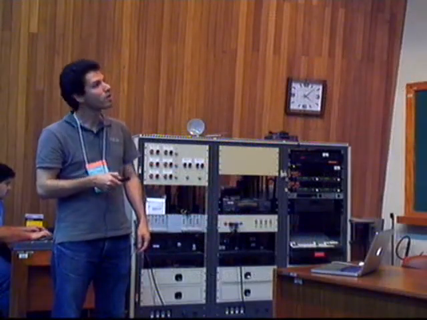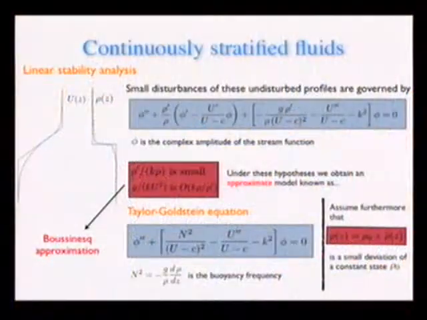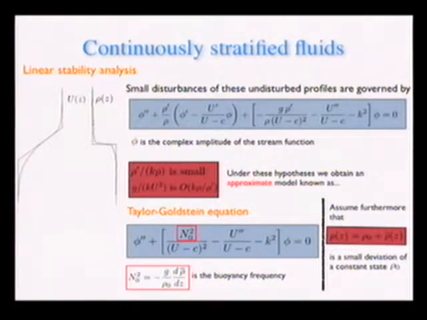And furthermore, you can actually say more. You can say, well, let me say that rho is actually a small deviation of a constant state, rho naught. Okay, in that case, you should not write this equation as it is there, but more like this. So you replace your buoyancy frequency by this expression. So now it's not a rho bar over rho, it's rho naught here, okay?